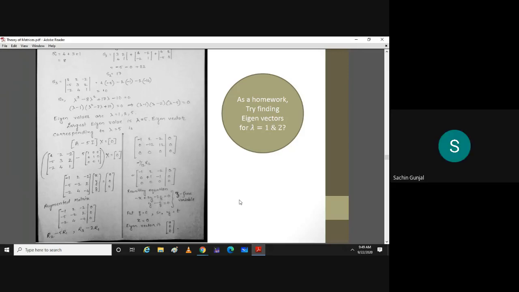No, sir. Okay, can you try for eigenvalue 1 or 2? I'll give you 5 minutes. Do it. Find the eigenvector corresponding to it. A few people will try for 1 and some people will try for 2.